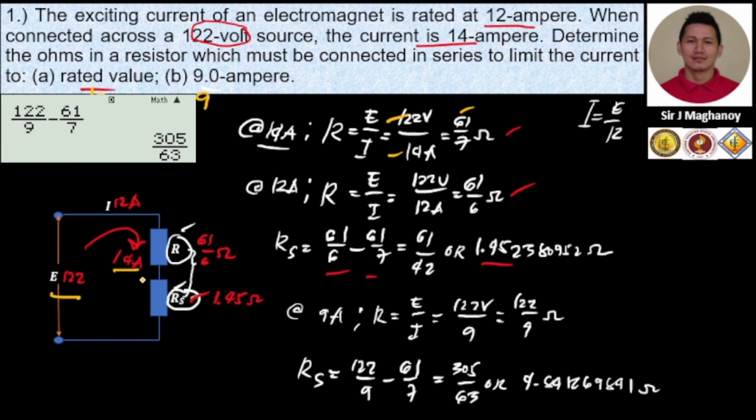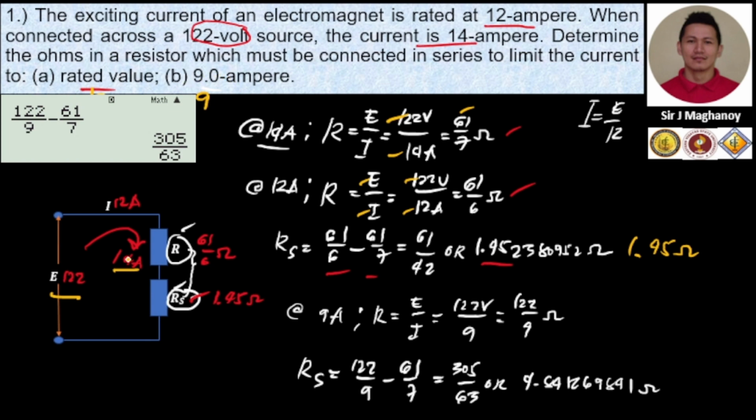Now that we have 61 over 7, we need to get the rated resistance, which is your rated voltage, 122, over your rated current, 12, that is 61 over 6. The difference between your rated and the actual resistance is 1.45. This is 1.45 ohms.